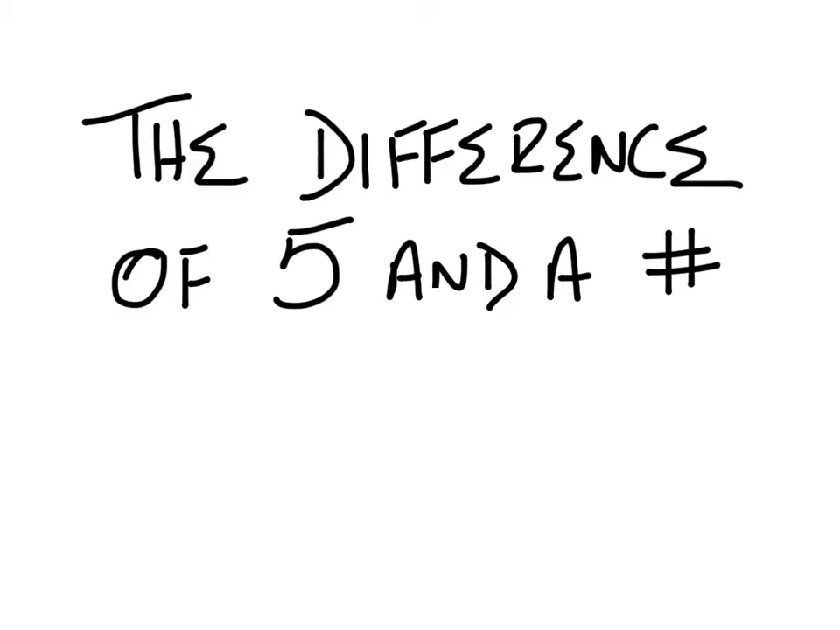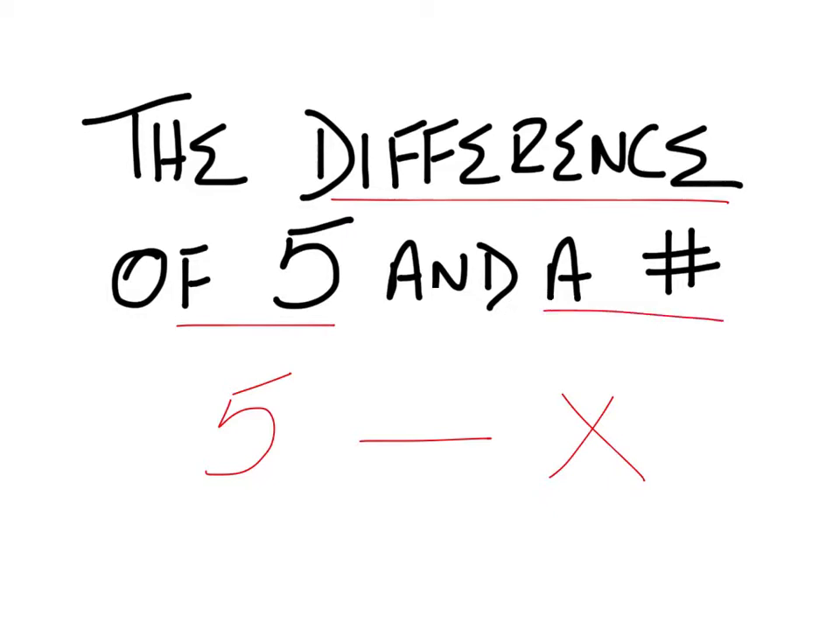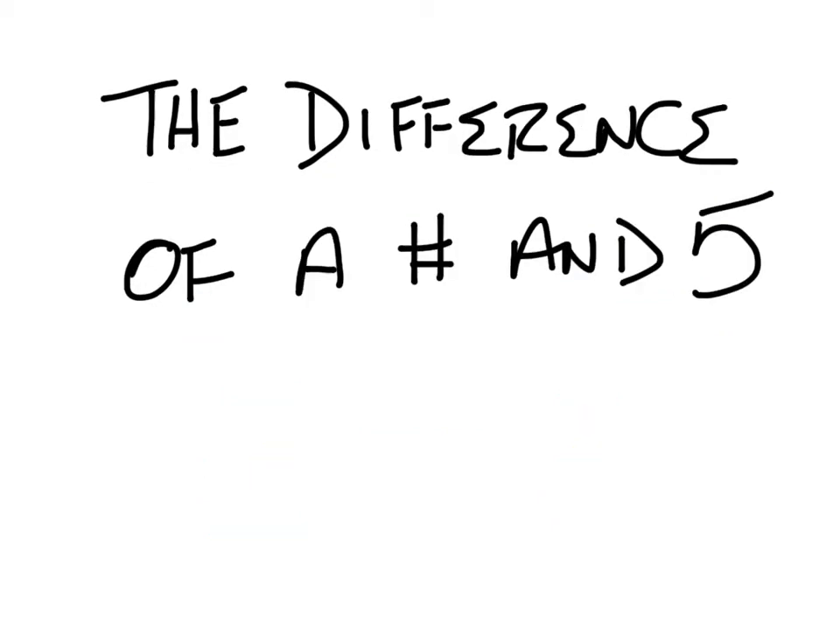The difference of 5 and a number. What operation is difference? Subtract. So we're going to have a subtraction problem. What do I write first? 5 is right. And what do I write in place of a number? X is right. So 5 minus X. Anytime you have a difference and then 2 items after that, the first one is written first, the second one second. So 5 minus X.